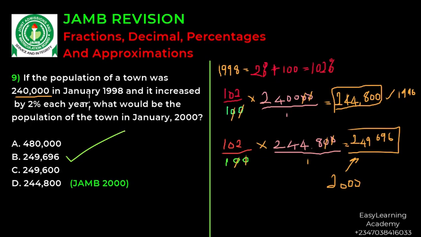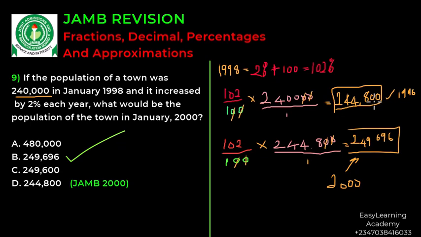That was very simple. What we did, they gave us the population for 1998, that was 240,000, and then they told us that every year it increases by 2%. So to have the increment, it's just for us to add 100 to that 2%. That gave us 102%. Having it as 102%, we now bring in the percentage increment, 102 over 100, and then introduce our population for that first year. Doing this, we had the answer 244,800.